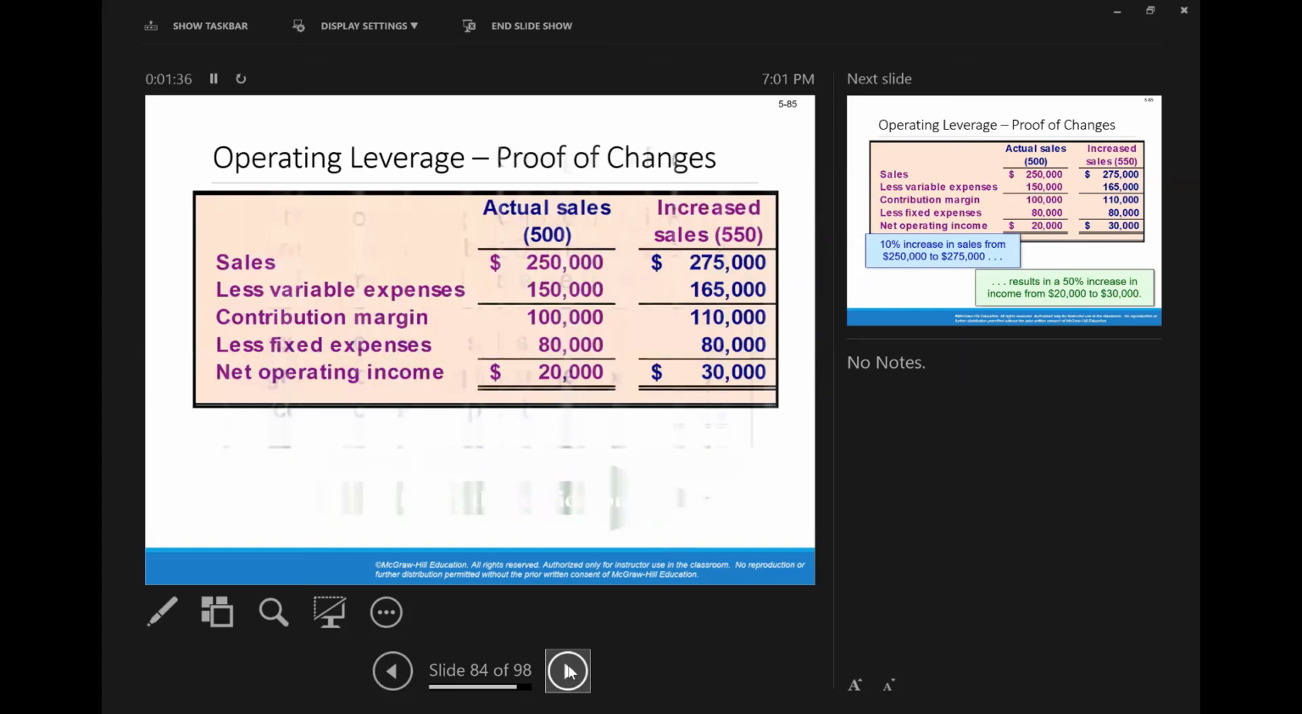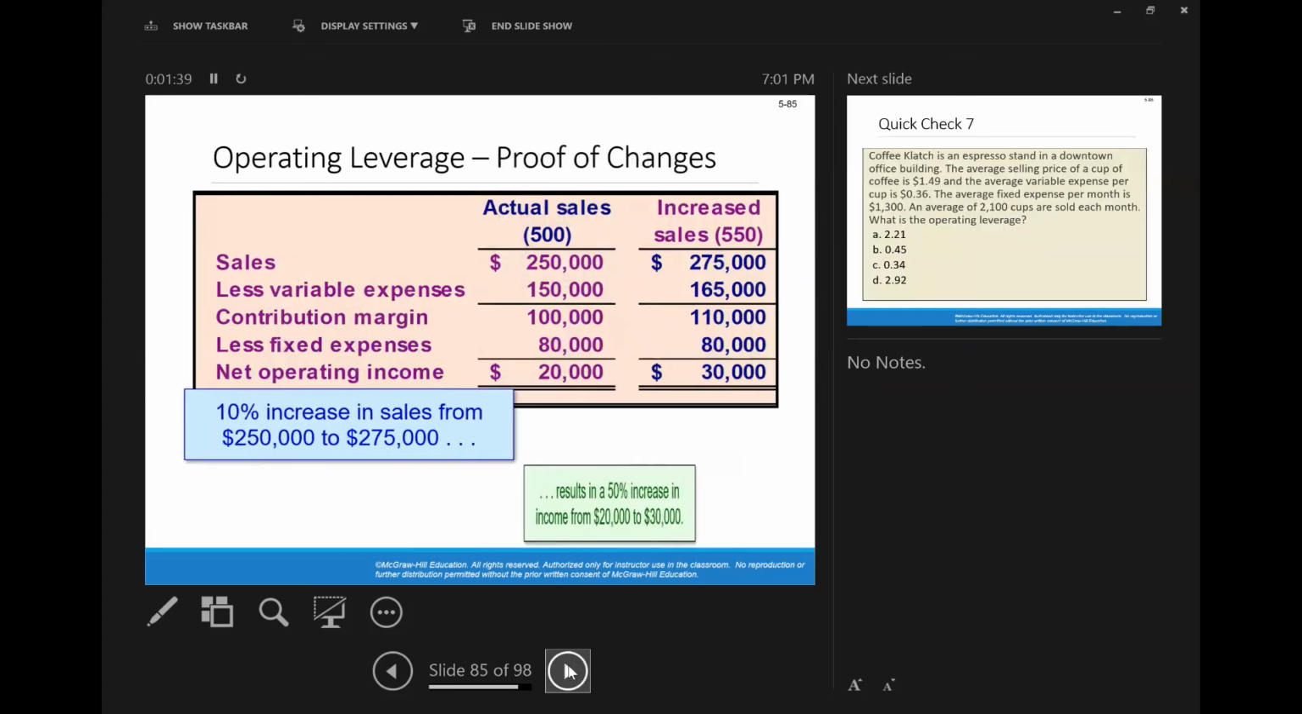All right, now we're going to show you the proof. If we increase to 550, we calculate all the numbers. A 10% increase in sales from 250 to 275 results in a 50% increase in income from 20,000 to 30,000. So we found the degree of operating leverage is 5, and then we can calculate what we think it's going to be. If we want to increase sales by a certain amount, we would know how much profit we're going to gain.